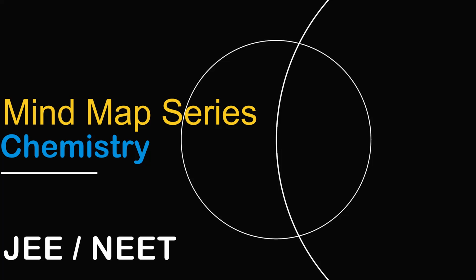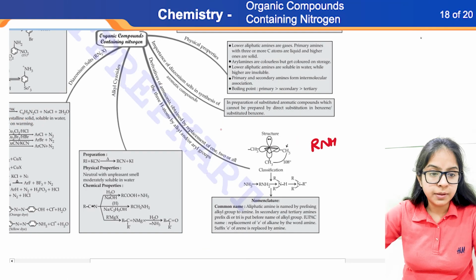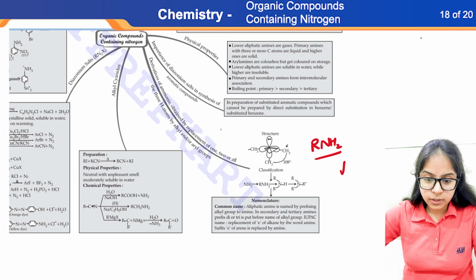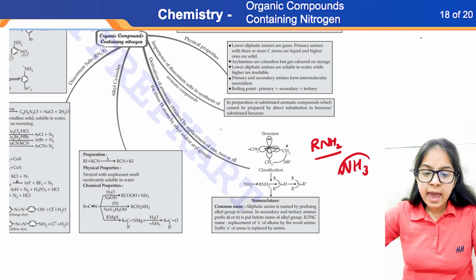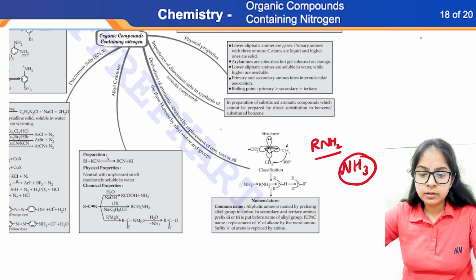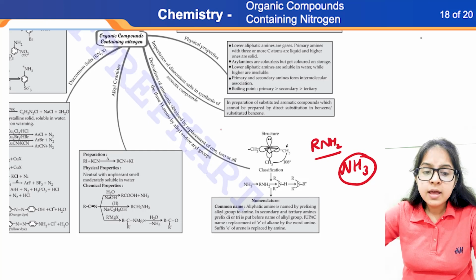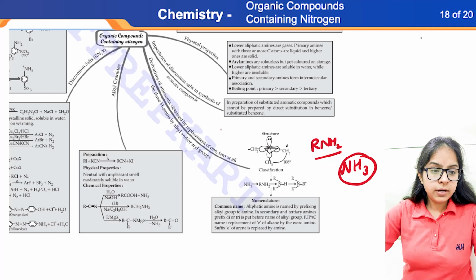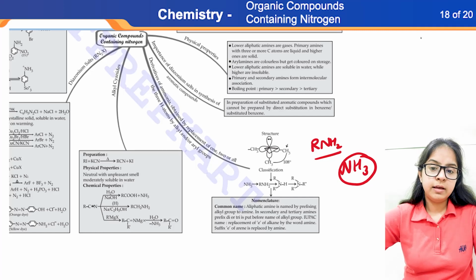An amine is, suppose, this one: RNH2. This is an amine. NH3 is ammonia, and the derivative means you remove one hydrogen and put an R group over here. R can be anything, that is methyl, ethyl, or propyl. So this is an amine.